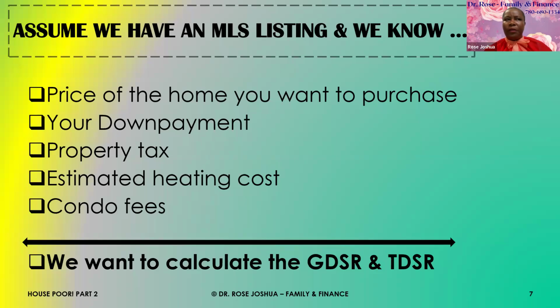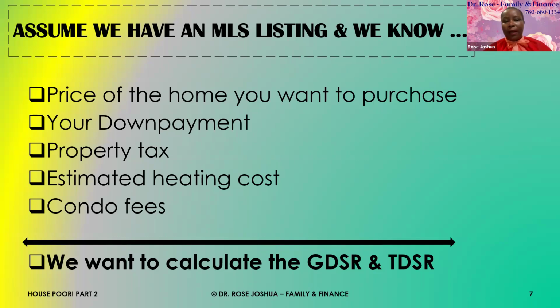There's a lot of information on your MLS sheet, but they tell us the price of the home, and they tell us the property tax. They tell us the estimated heating cost if it's a condo. If it's not a condo, you don't find heating on the MLS. And if it's a condo, you find the condo fees as well. Your down payment is not on the MLS listing, but you know exactly how much you have for down payment.